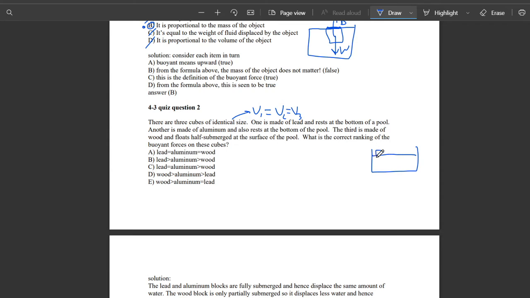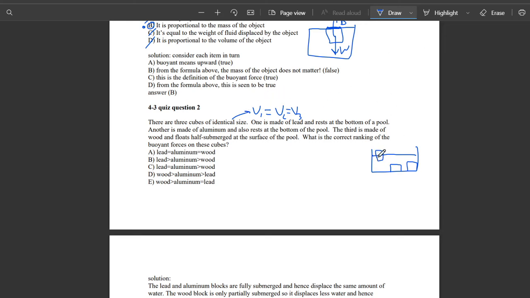We have the wood box, half submerged. And imagine these are equal in size. And then we have the aluminum box. And then we have the lead box. Again, I'm not an artist, so let's just imagine these are the same size. And we know that the volume of each of these boxes is the same.